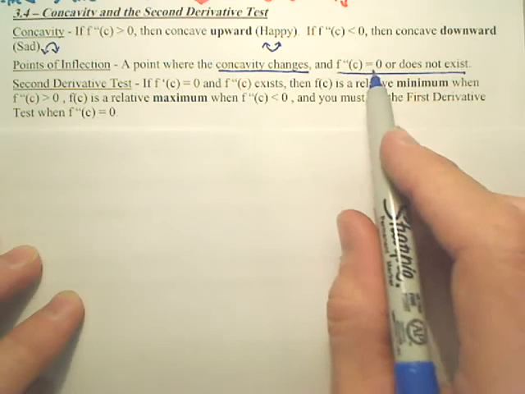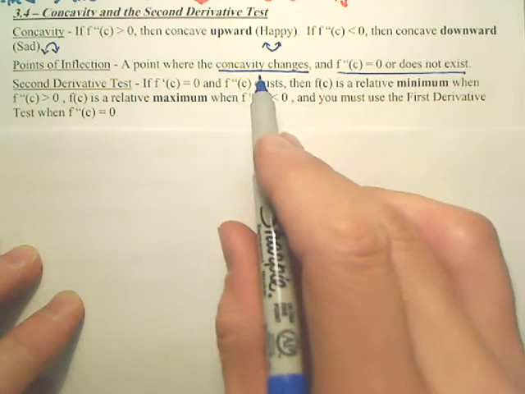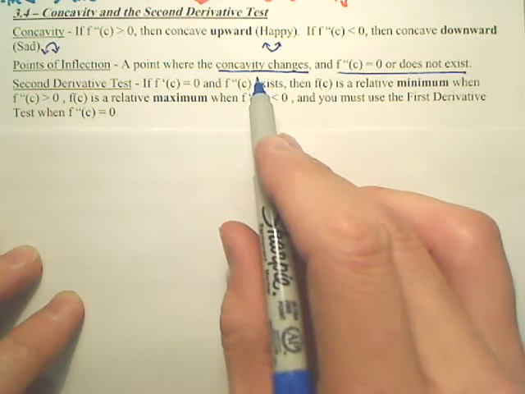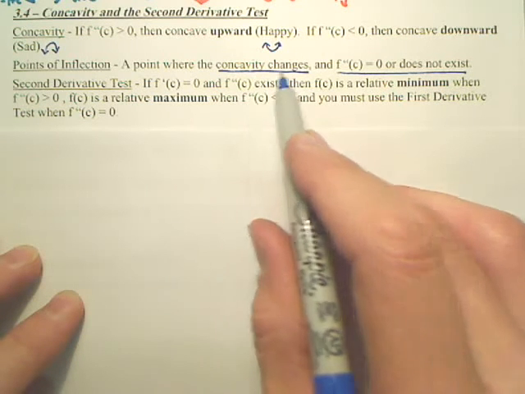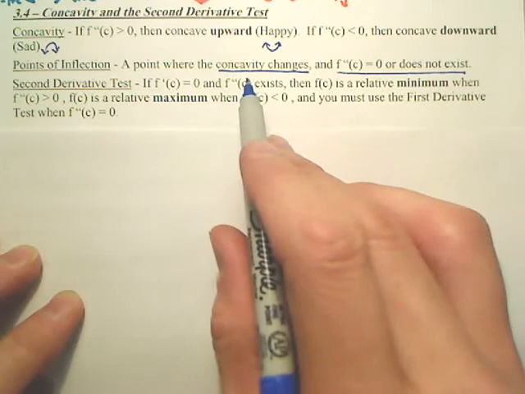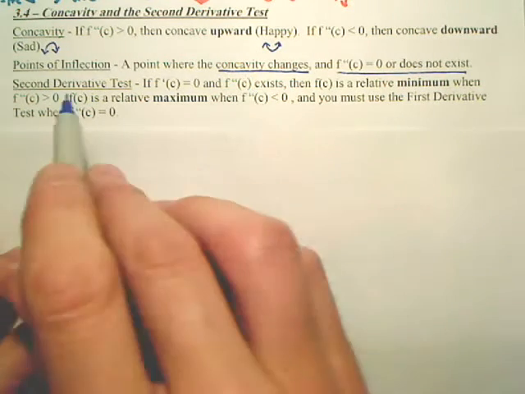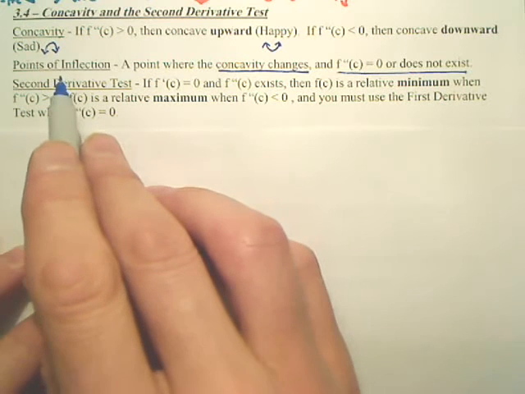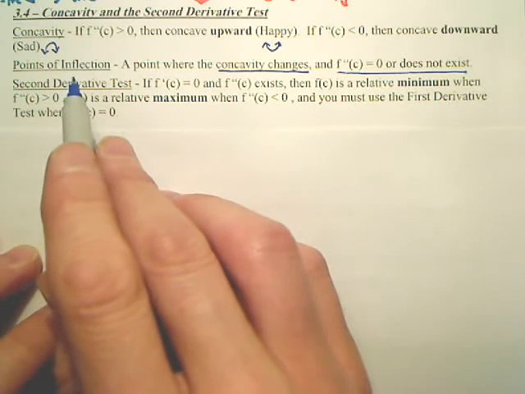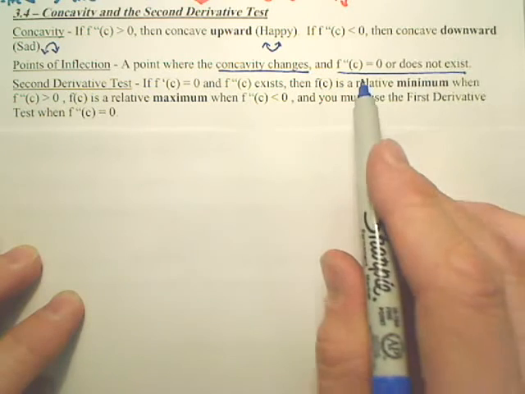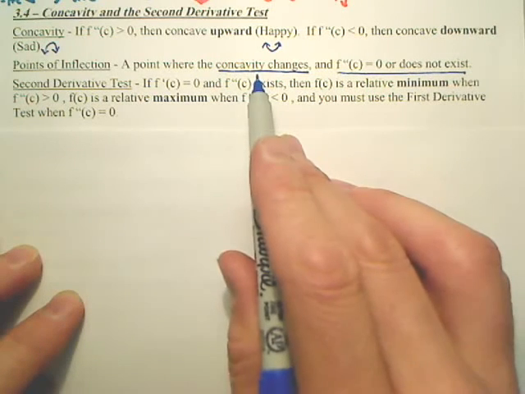Now, if the second derivative equals 0 or does not exist, but it doesn't change concavity, it's not a point of inflection. Got it? Sometimes this is true, but it doesn't change concavity. So it's not a point of inflection. It's an important spot, but it's not a point of inflection. So these two have to be true, and it has to change concavity.